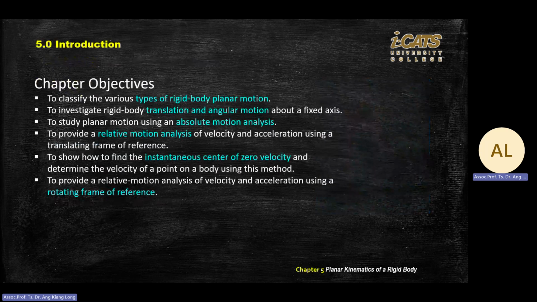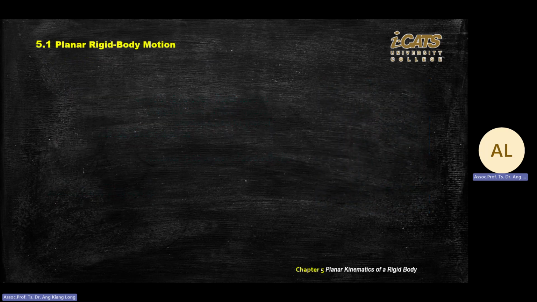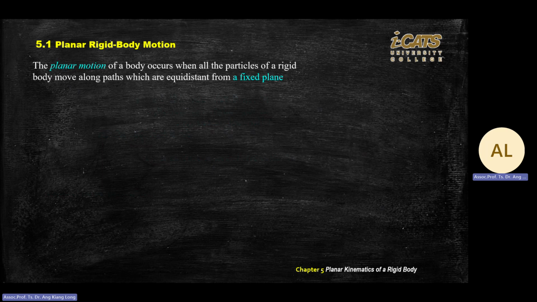Okay, now we're going to see the three types of motion. We start to see planar rigid motion. Planar rigid motion means we see the object as moving on a piece of paper or the plane. There are three types of motion.